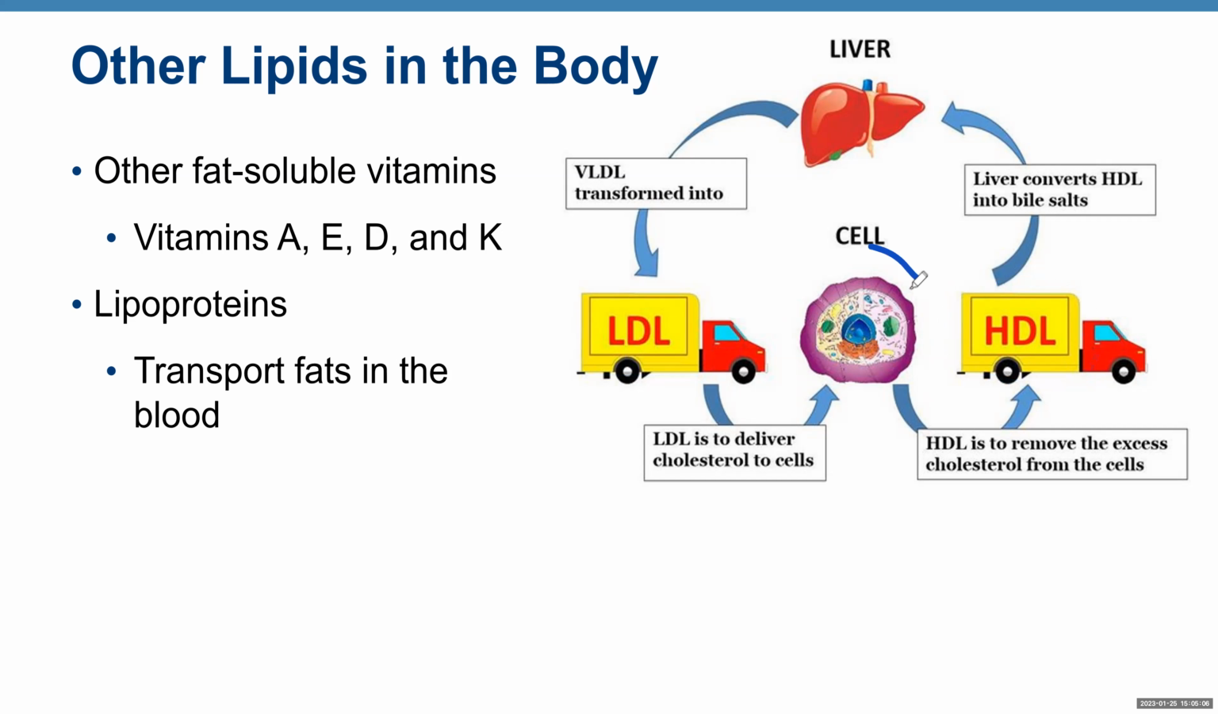Now look, for example, that's your cell, right? And you have fat accumulating in the cell. Now, let's say it's cholesterol, so you have accumulation of cholesterol. You have lots of cholesterol in the cell. Now, what are you going to do? You have a special protein that's represented here as a truck. This protein removes excess cholesterol from the cells and delivers it to the liver. And the liver converts this HDL cholesterol into bile salts.